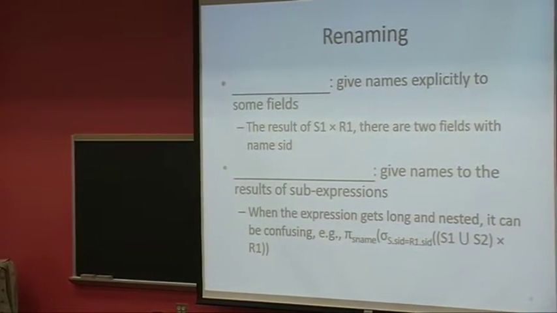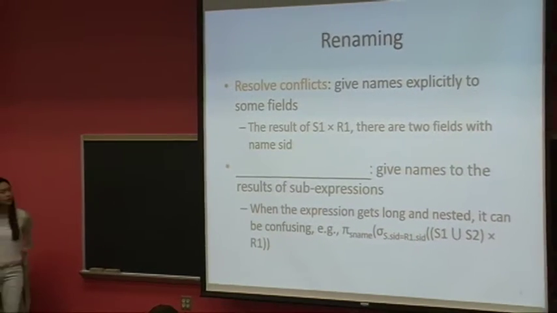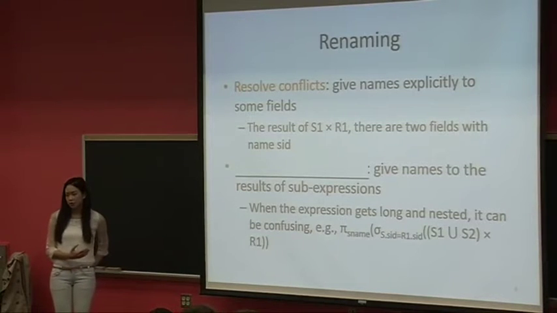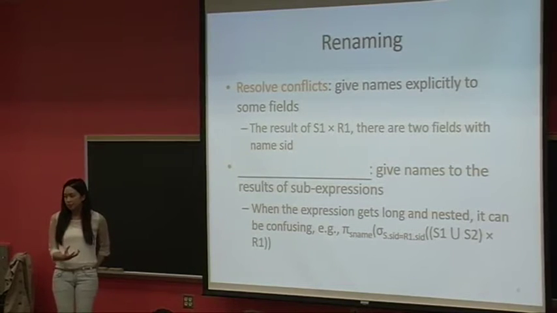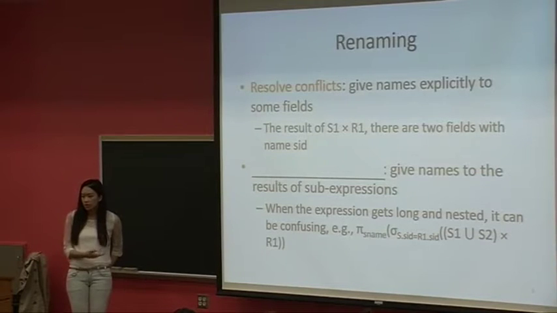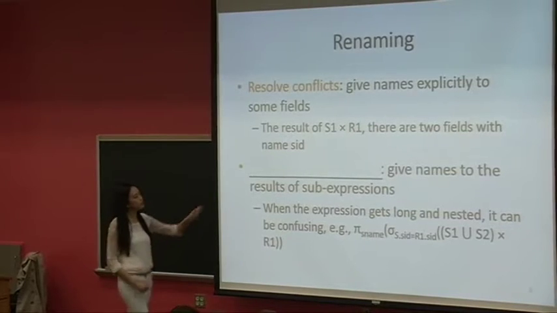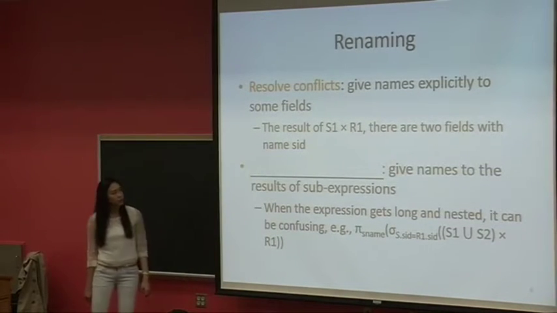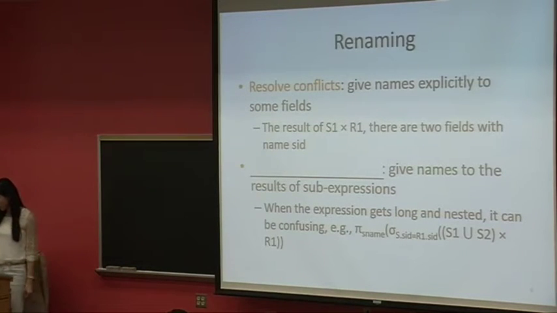Mainly, we have 2 reasons for renaming. The first one, as I said, is because we want to resolve the conflict. A lot of times after a certain step, in the intermediate result, you will have names from different relations that are the same. By using renaming, we can know which relation a field with the same name is actually from. Here's an example: the result of S1 cross product with R1 has 2 fields with the same name, SID. Later I'll show you how we can do renaming.